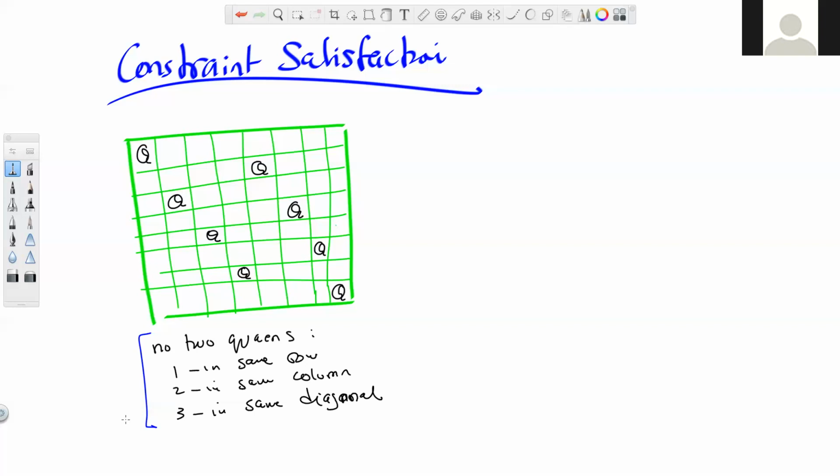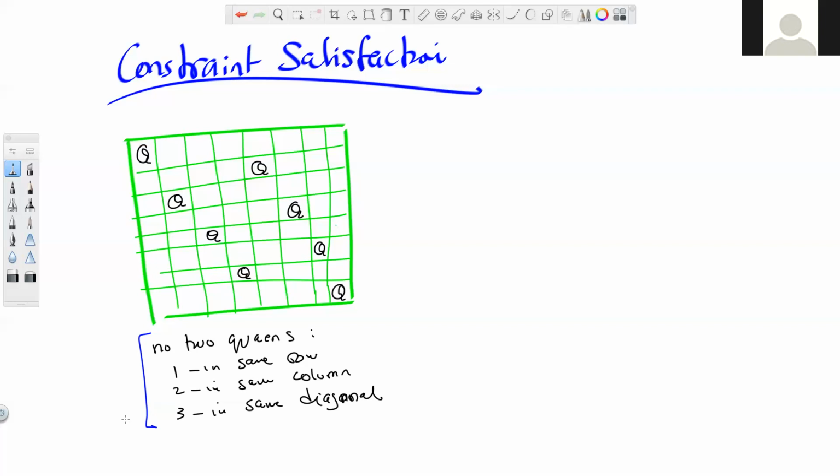First question, is this board a solution? Is this particular board that I just showed you here one that we're looking for? Someone said yes, and someone said no. Now I have more people saying no. Okay, give me a violation. Which one is violated, 1, 2, or 3?